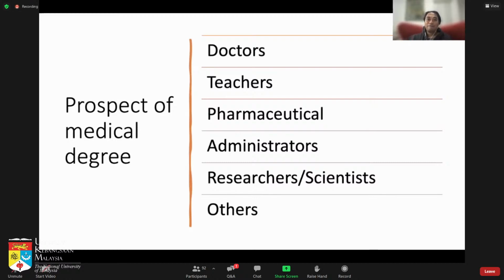And you can be a few of them, you don't have to choose. Either you become a doctor, you become a teacher, or you become a CEO, you become an admin. Some of us can actually be a few of those together. You can be a doctor, a teacher, an admin, and a researcher at the same time.